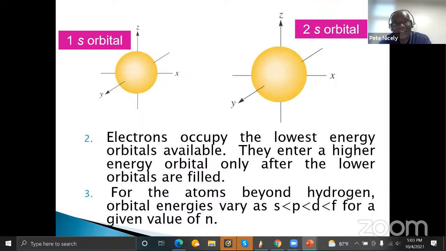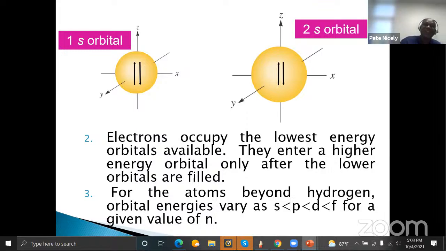The other thing that you need to recognize is that in the ground state, the electrons will occupy the lowest energy orbitals available, and then they will enter a higher energy orbital only after the lower orbitals are filled, right? So for example, if you have 4 electrons to distribute between the 1s orbital and the 2s orbital, the first 2 electrons will go into the lower energy orbital, which is the 1s orbital. And then the next 2 electrons will go into the next higher orbital, which would be the 2s orbital, all right? So that's another thing that you have to take into account when you're trying to decide how to distribute the electrons among the orbitals.